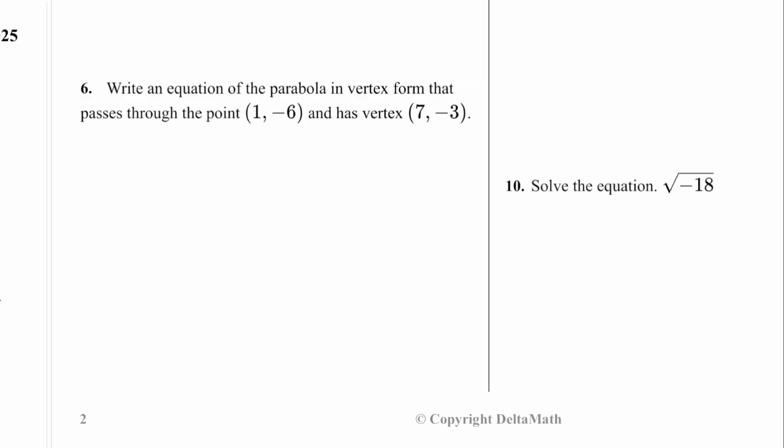Write an equation of the parabola in vertex form that passes through the point 1, negative 6 and has vertex 7, negative 3. So vertex form, as I mentioned before, looks like this. Okay, we are given the vertex, that's h, k. We are also given a point, which will be x, y. Here and here. So we have to solve for a. Now I'm going to color code this to make sure that you guys understand where I'm plugging these numbers in.